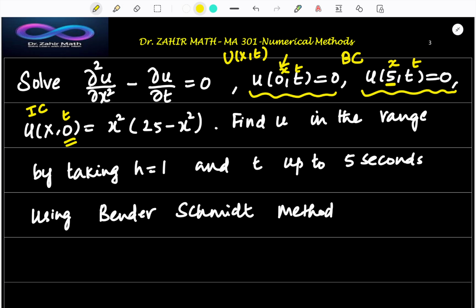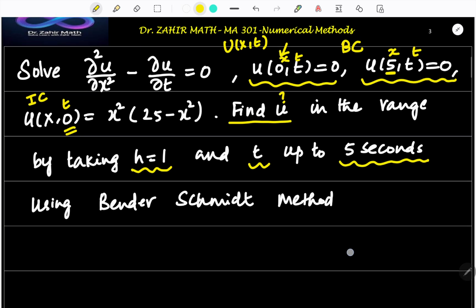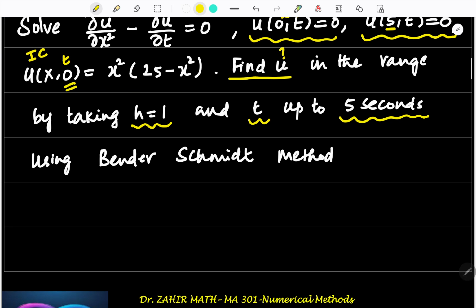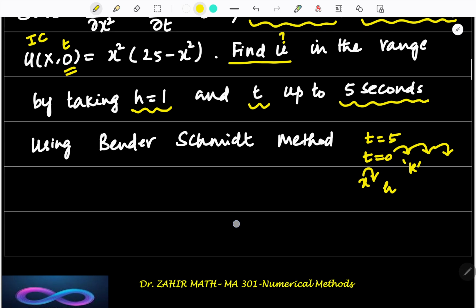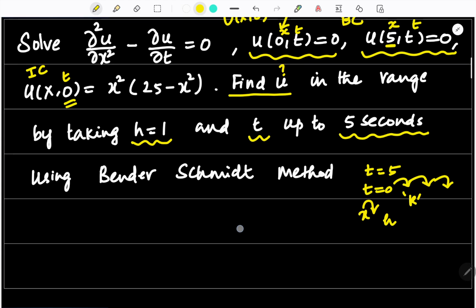So the question is find u in the range by taking h equal to 1 and t up to 5 seconds using Bender-Schmidt method. So t is very clearly given. t is equal to what? 5 seconds. t must always start from 0, and you are jumping up to 5 seconds. How much you are jumping depends on the k value. How much x jumps depends on the h value. Keep in your mind.